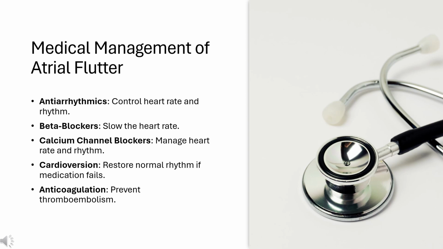Antiarrhythmic medications are used to control the heart rate and rhythm in patients with atrial flutter. These medications work by modifying the electrical impulses in the heart to promote a more regular rhythm and prevent the rapid, irregular contractions characteristic of atrial flutter. Antiarrhythmics can alter the flow of ions across cardiac cell membranes. This stabilizes the cardiac electrical activity. Examples are things like amiodarone, flecainide, and sotalol. These are common antiarrhythmics used for atrial flutter.